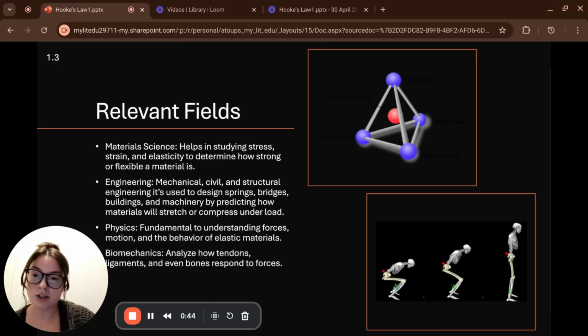Some relevant fields to Hooke's law are materials science, which helps us study stress, strain, and elasticity to determine how strong or flexible a material is. Engineering: mechanical, civil, and structural engineering. It's used to design springs, bridges, buildings, and machinery. Physics: fundamental to understanding forces, motion, and the behavior of elastic materials, as well as biomechanics. We use Hooke's law to analyze how tendons, ligaments, and even bones respond to force.